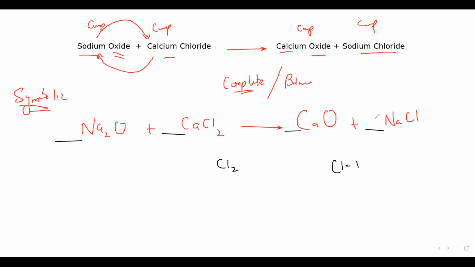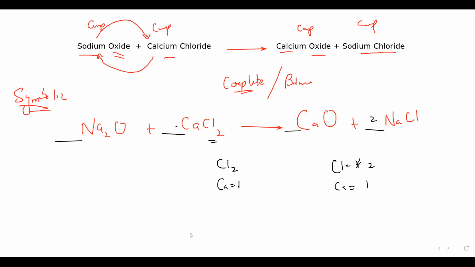So I should write 2 here. So chlorine is balanced. Sorry, not calcium, chlorine. By mistake I said calcium, it is chlorine I was talking about. Chlorine is 2 on the left and it is 2 on the right, it is balanced. Now if I check calcium, the calcium is 1 on the left hand side and it is 1 on the right hand side, so it is already balanced.